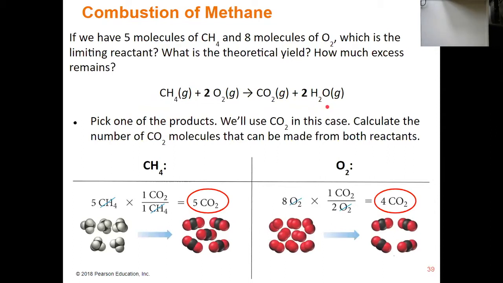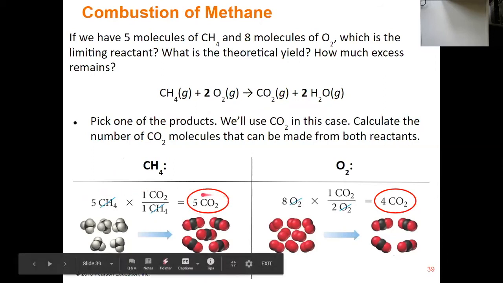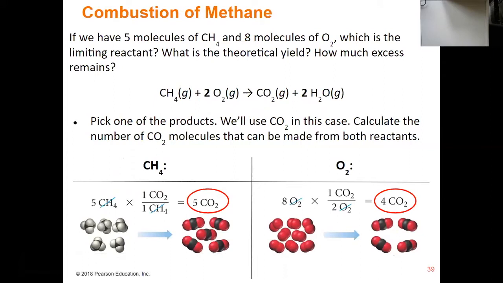Okay, and my first step in both cases is I'm going to take the amount of reactant I have and see how much of my chosen product it forms. Notice that the products that I picked in both examples are the same product. Okay, you cannot use different products to compare.